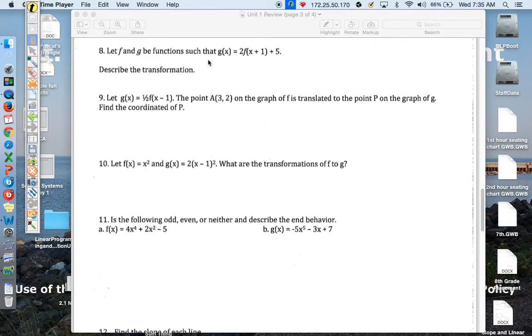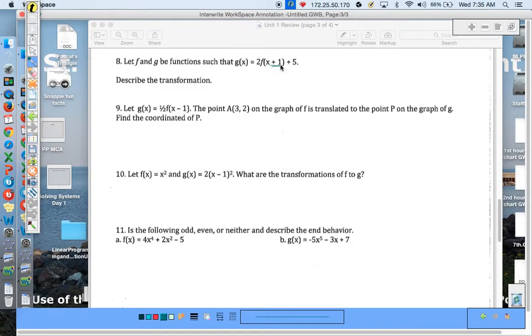Page, we're going to work a little bit more with transformations. So the first thing we're asked is to describe the transformations. Well, we can do these easy ones first. Plus 1, to the left 1, up 5.